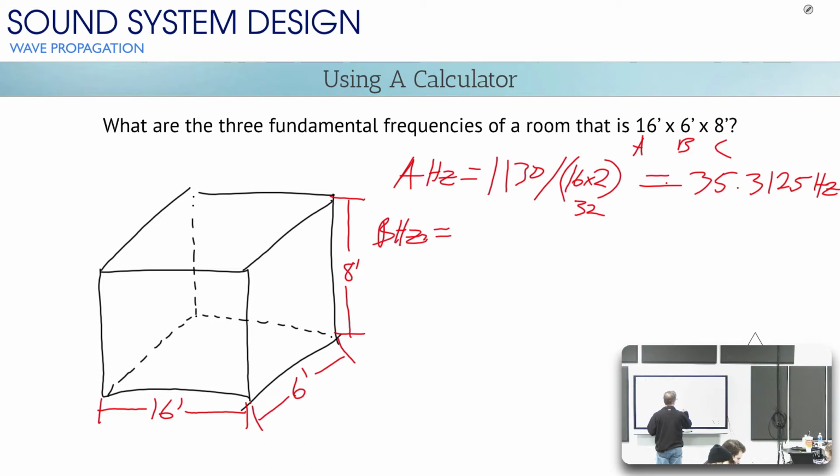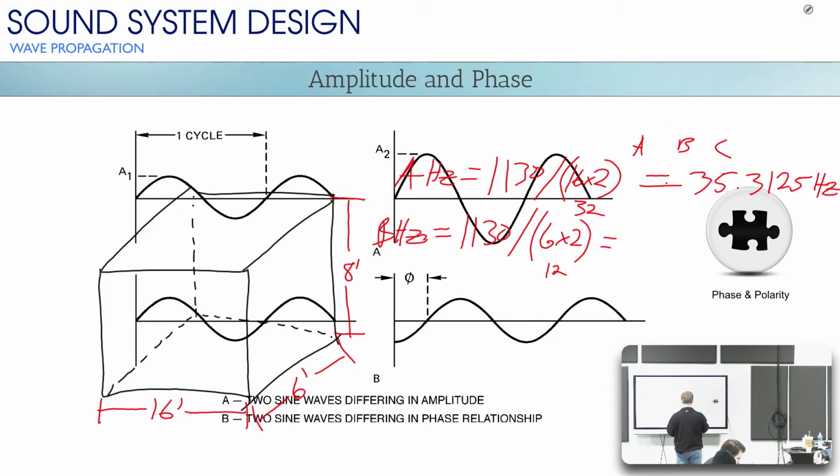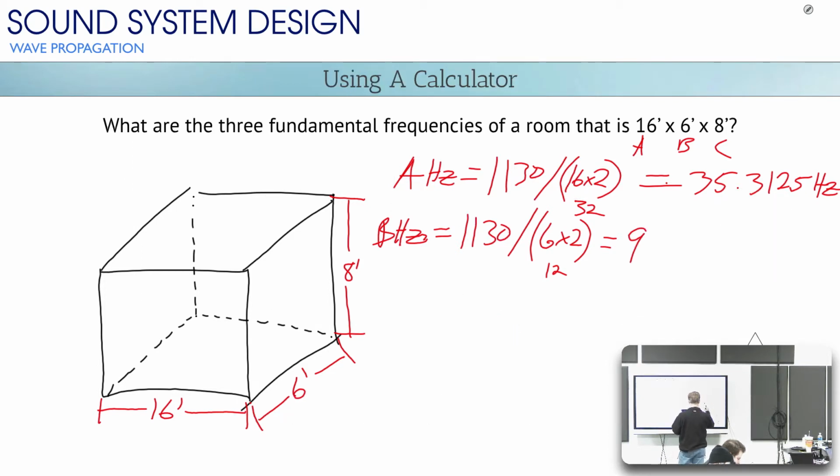B hertz is going to be 1,130 feet per second divided by 6 times 2. So 6 times 2 is otherwise known as 12. So that would be 1,130 divided by 12. Whoa, hang on, go back. There we go. I got 94.167 hertz. Anybody else get that? Nora got that? Okay, Andre got that?